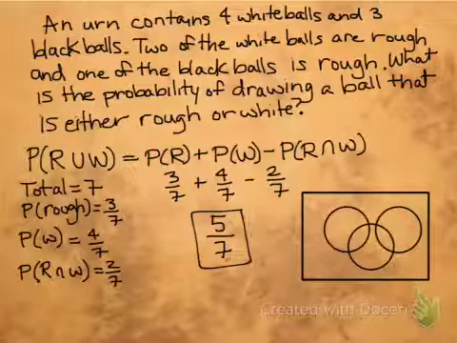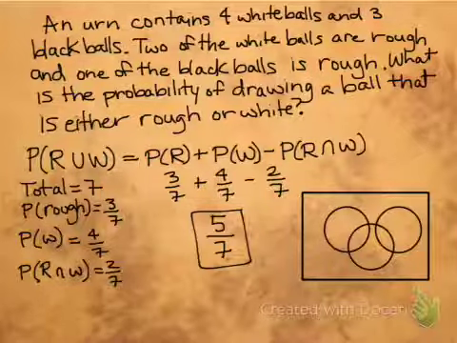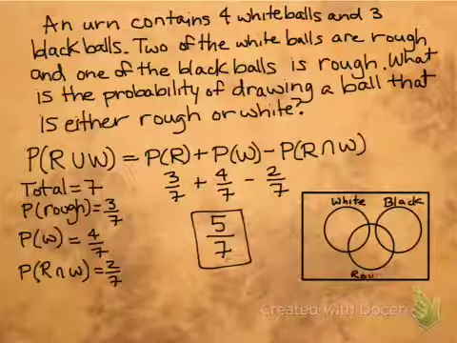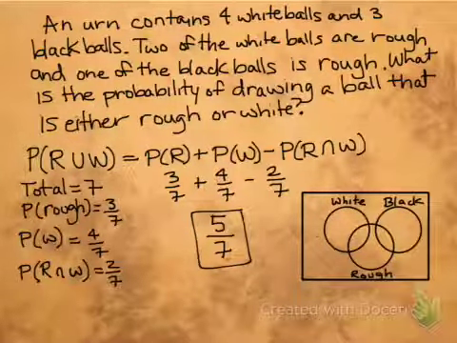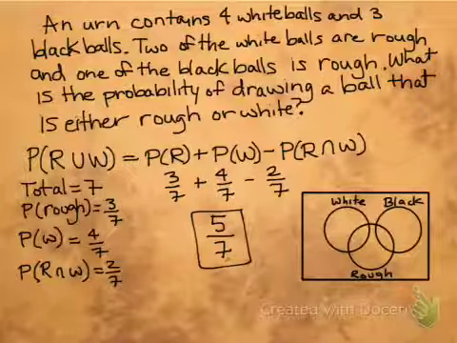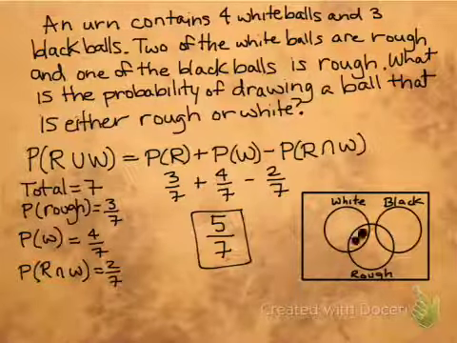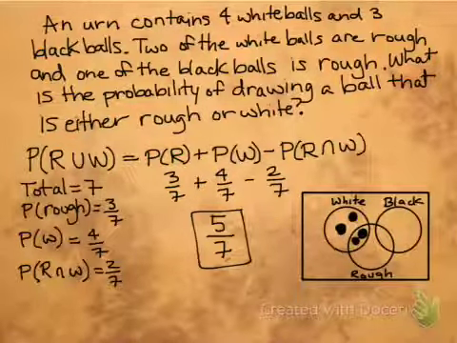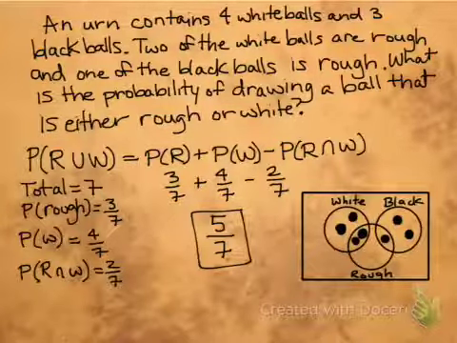If we were to draw the Venn diagram of this, we would have 3 circles. 2 of the circles don't overlap because you can't have a white ball and a black ball overlapping. There are no circumstances where you pull out a white and a black ball at the same time. So we can label the white and the black, and then that third circle is rough, and it's going to overlap both the white and the black. So from our information, we can see that there are 2 of the white balls that are rough, so that means that 2 of them are not, and we know that 1 of the black ones is rough. That means that there are 2 that are not.